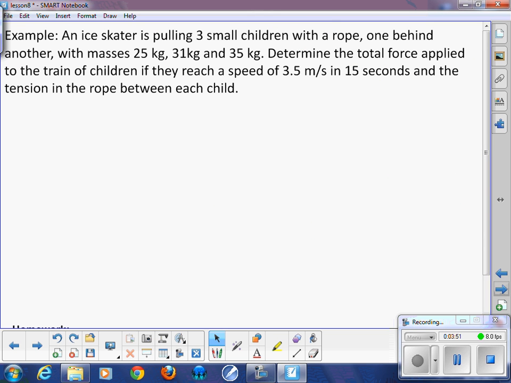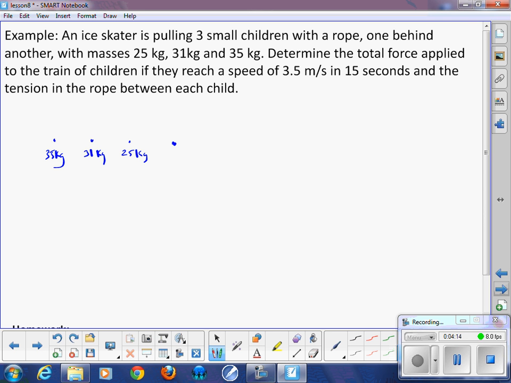All right, on to the final example, which does work. We have an ice skater pulling 3 small children with a rope. So I better draw this out. So here are my 3 children and my ice skater, one behind the other. Mass is 25, so I assume it's in the order given, 25, 31, 35.